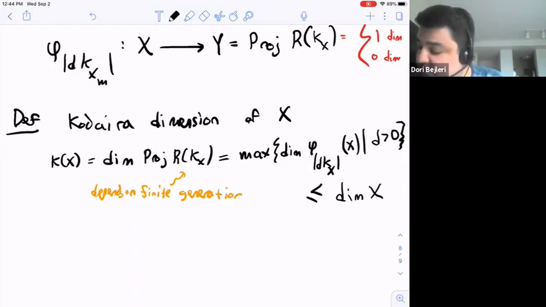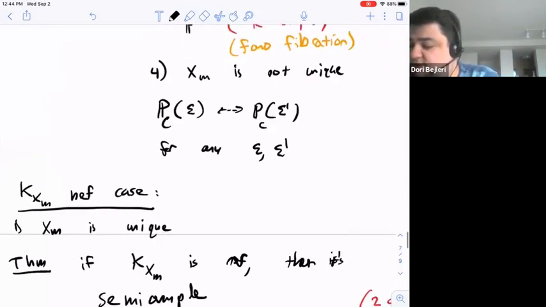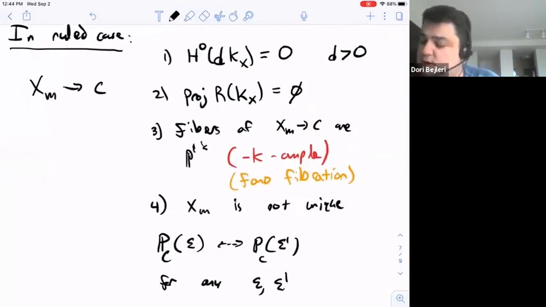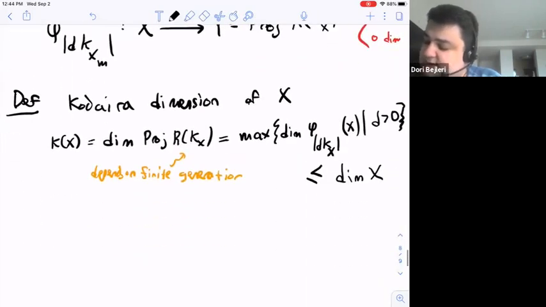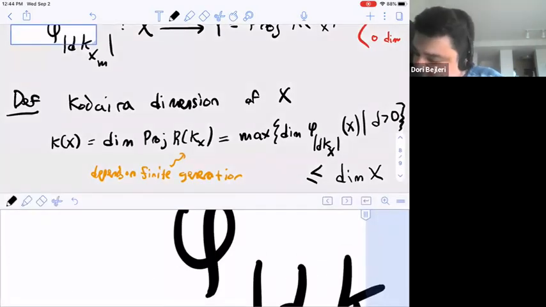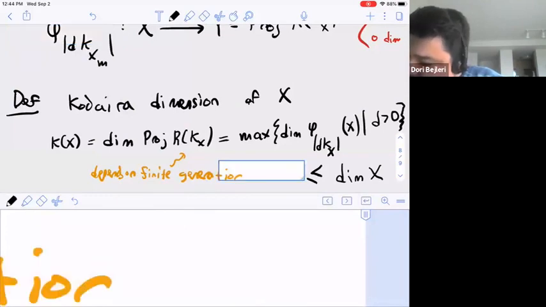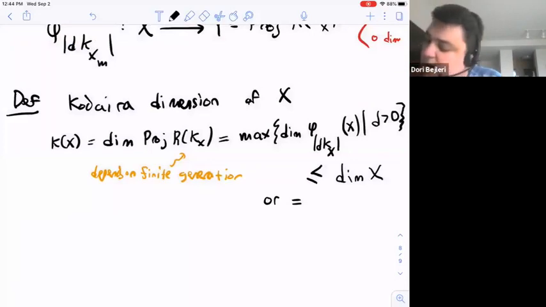But it's also possible that there are no sections for any multiple of the canonical divisor. For example, that was the case in this ruled surface case. So this linear series doesn't actually make sense in that case. So in that case, we'll just set the Kodaira dimension to be 0. Sorry, we'll set it to be minus infinity. There we go. We'll set it to be minus infinity if this doesn't make sense.